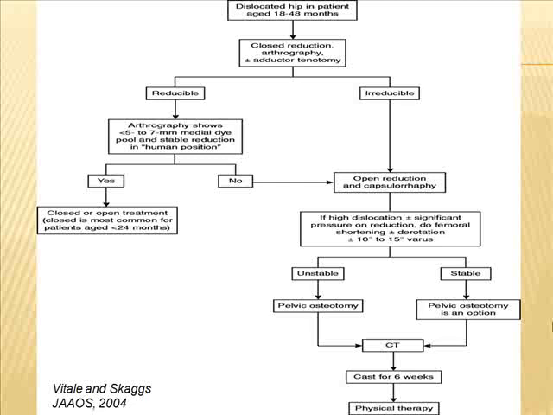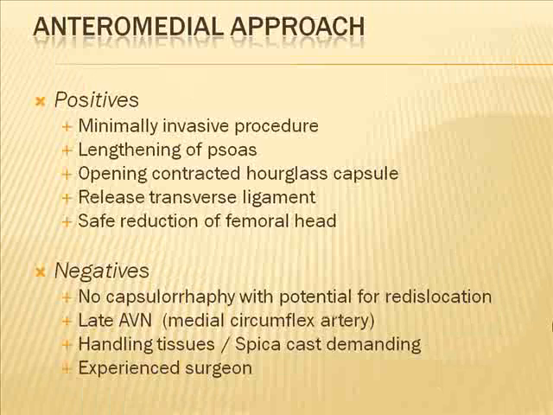Now the question is, what kind of approach should you use for this procedure? And we will discuss a couple of alternatives. After the reduction, if it is a high dislocation and there's a lot of pressure, then you do shortening. And then they talk about the possibility of being stable or unstable, in which case you have to add a pelvic osteotomy. And always do a CT scan for confirmation, and then follow up by a cast, as we will discuss on physical therapy in a few minutes.